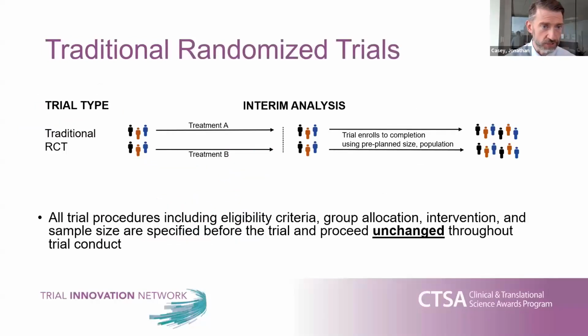So let's start by discussing what traditional randomized trials are. A traditional trial is a trial in which all trial procedures, including eligibility criteria, group allocation, intervention, and sample size, are specified before the trial and proceed unchanged throughout trial conduct. So there may be interim analyses at which the trial is stopped or not stopped, but otherwise the trial will continue without any changes to the trial itself.